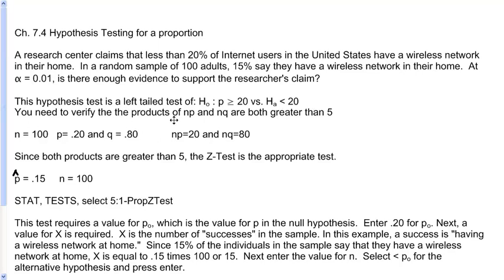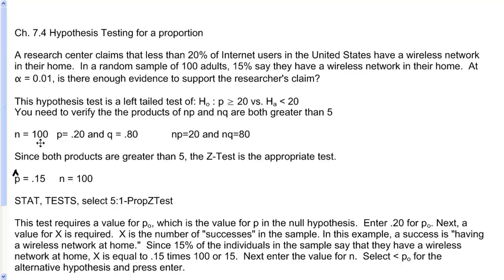First, you need to verify if the products np and nq are both greater than 5. And if they are, you're going to use a z-test. If they're not, you're going to use a t-test. So that's another way to tell what test you're going to use.